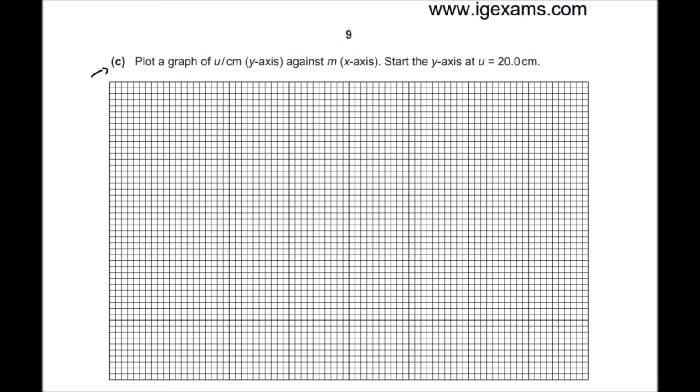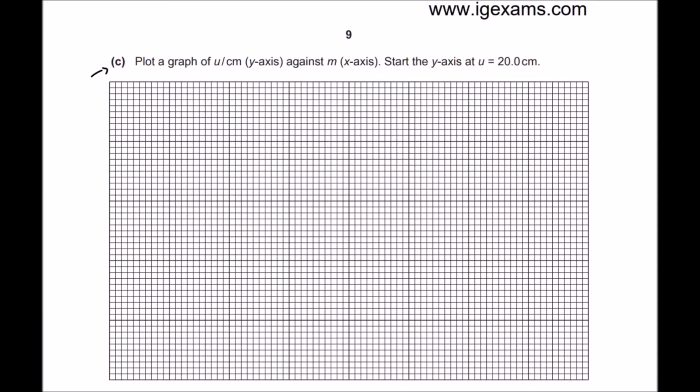Plot a graph of u in centimeter on the y-axis against m, magnification, on the x-axis. Start the y-axis at u 20.0 centimeter. So we are going to draw a graph between u, that is the object distance between the lens and the illuminated object, and m, the magnification. It is given that you plot u along the y-axis and magnification along the x-axis.